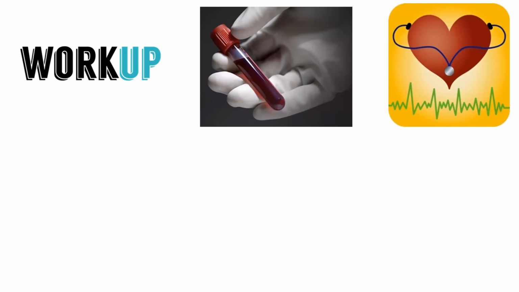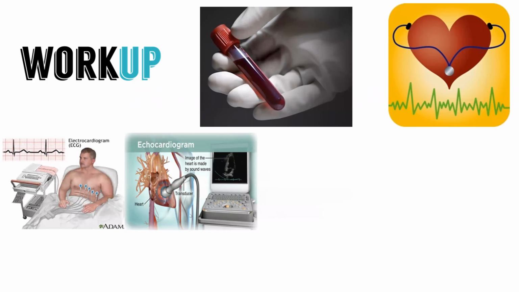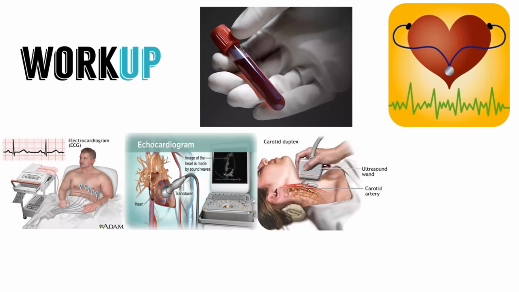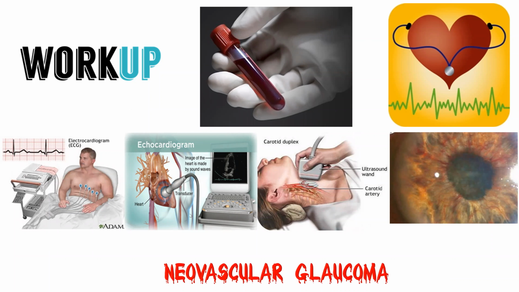Then we do a work-up to see what was the cause of the retinal artery occlusion, because we want to prevent it from reoccurring. So we do CBC and cardiac consultation. The cardiac consultation here is the most important, to do ECG, echocardiography, and carotid duplex to check for the presence of carotid atheroma or ischemia that results from carotid insufficiency, and always watch out for the development of neovascular glaucoma.